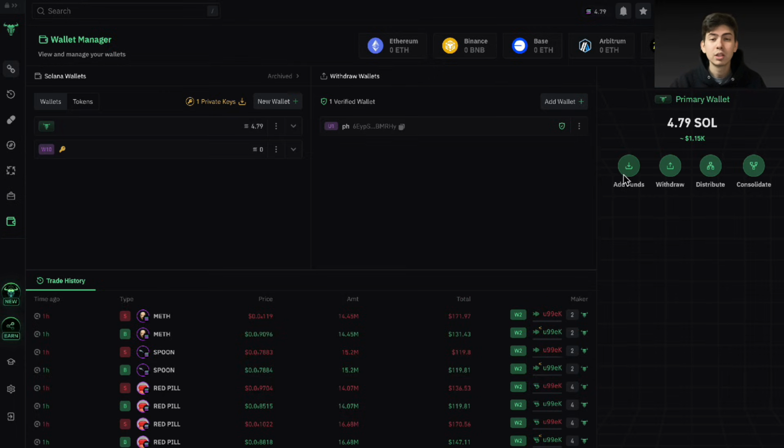What I also recommend doing is, within Phantom wallet, you have an option to import private keys from another wallet. So basically what you can do is import your private keys from your Bullx Solana wallet. That way you can connect your Bullx and Phantom wallet.